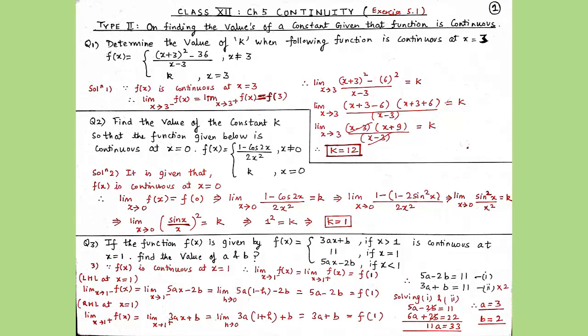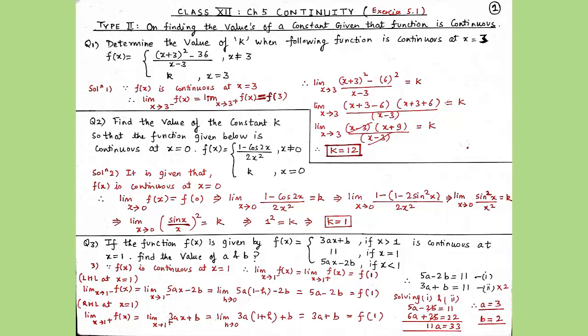And our next question for today is: if the function f(x) is given by 3ax plus b if x is greater than 1, 11 if x is equal to 1, 5ax minus 2b if x is less than 1, is continuous at x equal to 1, then find the values of a and b.